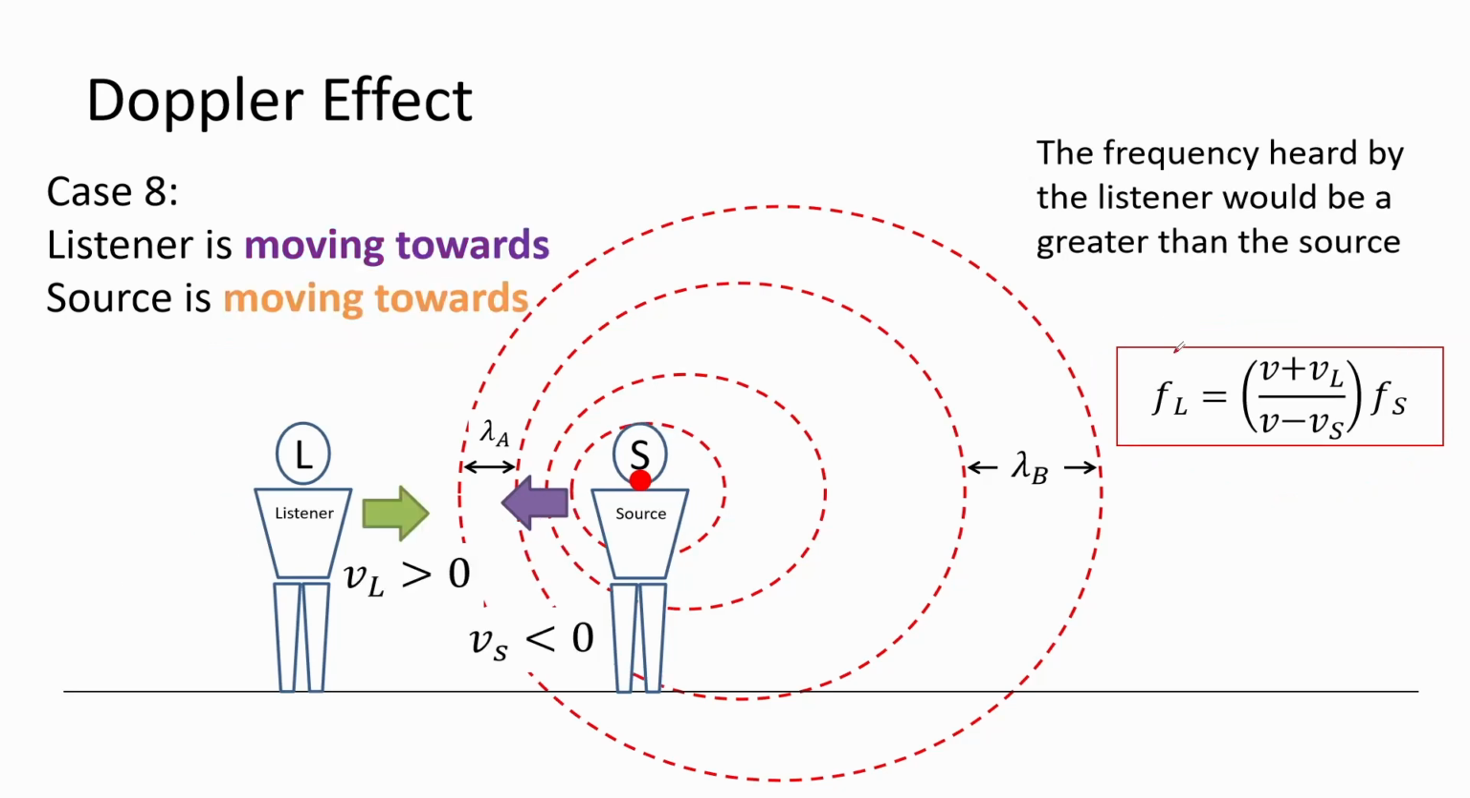Here we have a scenario where the listener and source are moving towards each other. Experience tells us that the sound we would hear would be loud. The formulation for the frequency heard by the listener is given as the ratio of the speed of sound in air plus the speed of the listener over the speed of sound in air minus the speed of the source, times the frequency of the source. Here the frequency heard by the listener is expected to be quite large.